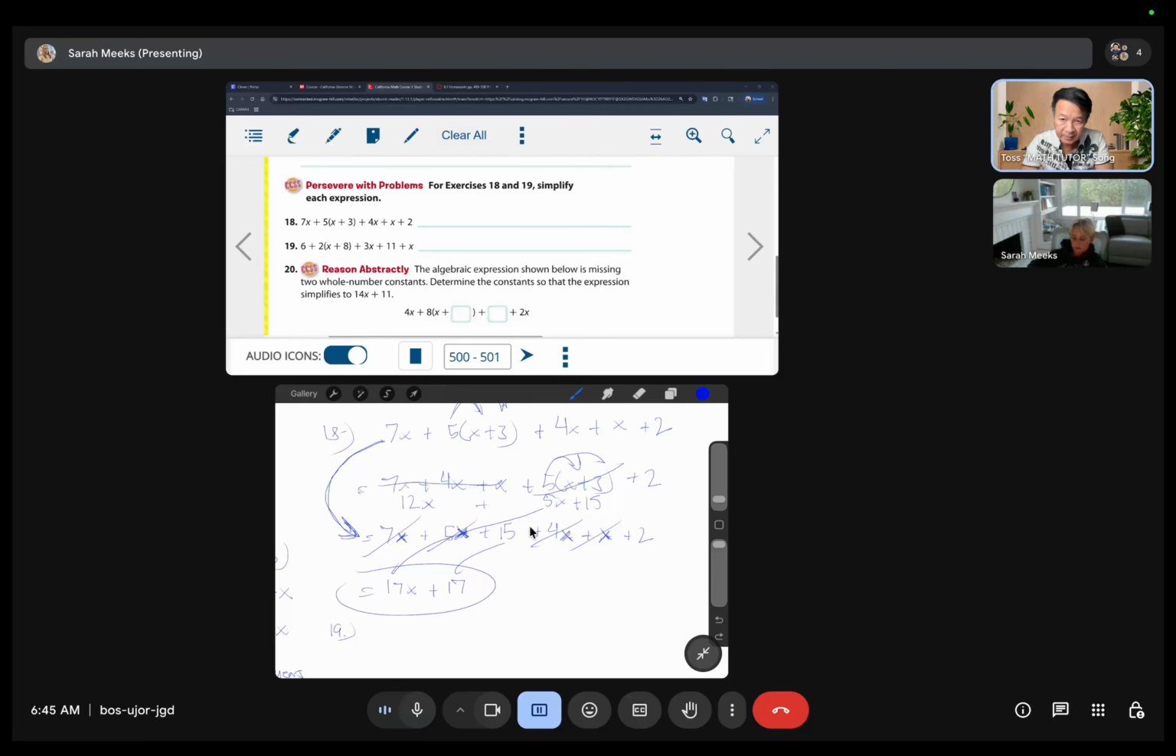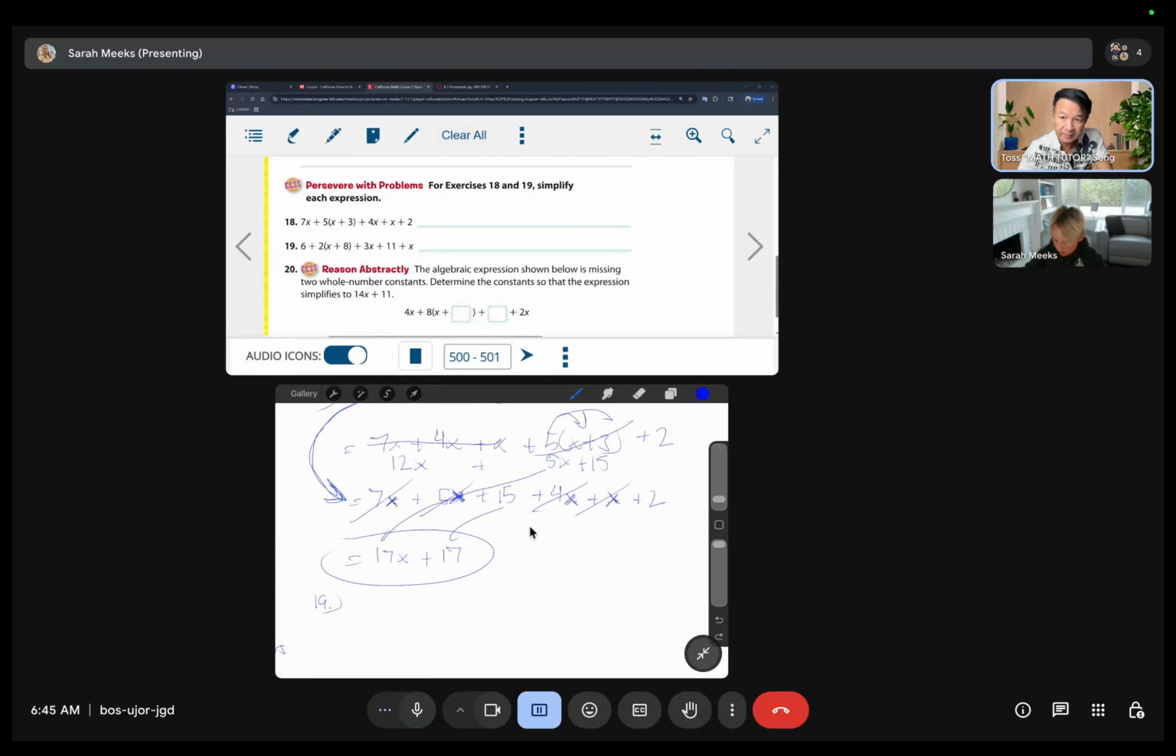Or final answer. Okay. And you can't continue further because they're not like terms, like 17x and the 17. Yeah, so that's done. Right. Same for 19.